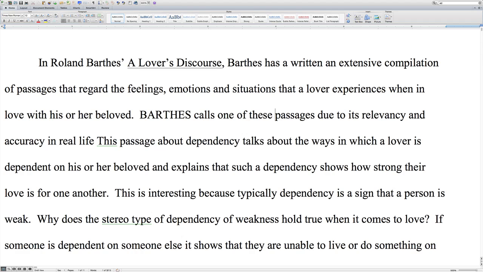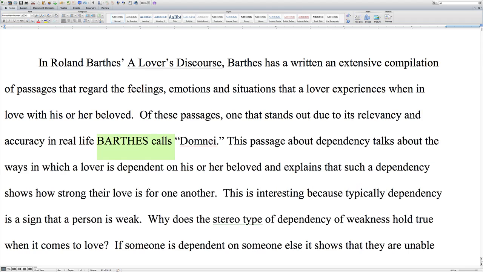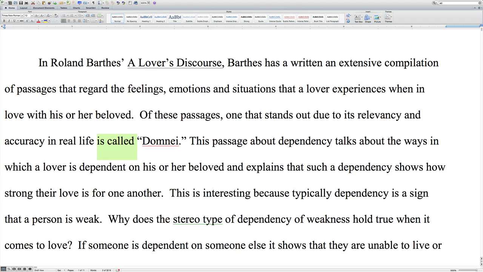Okay. "Barthes calls one of these passages Domne," get rid of that period, "due to its relevancy and accuracy in real life." Well, we've now created a grammatically active voice sentence. The thing that now stands out is it doesn't really make sense. Why would you call something Domne because of its relevancy and accuracy to real life? So we've kind of lost the meaning of the original sentence. If we go back to that original sentence, "of these passages, one that stands out due to its," so it stood out because of its relevancy. Okay, so we have to keep that standing out.